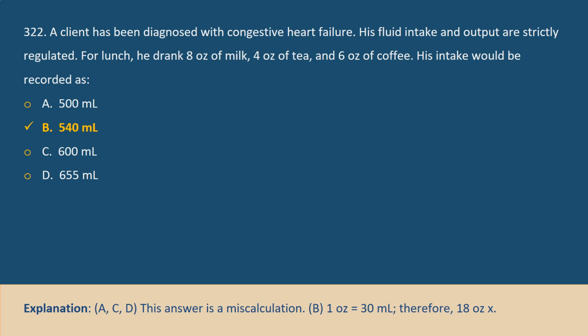Answer B. Explanation. A, C, and D are miscalculations. B. 1 ounce equals 30 milliliters, therefore 18 ounces.